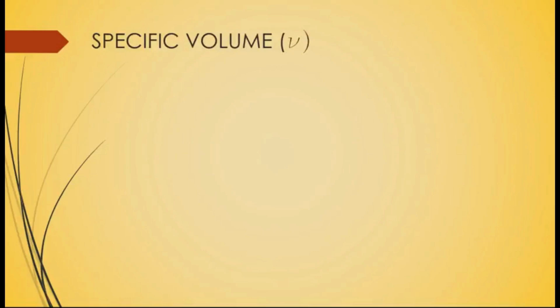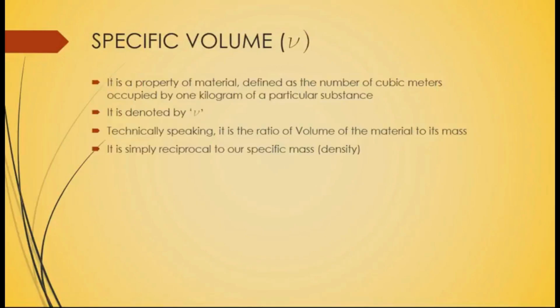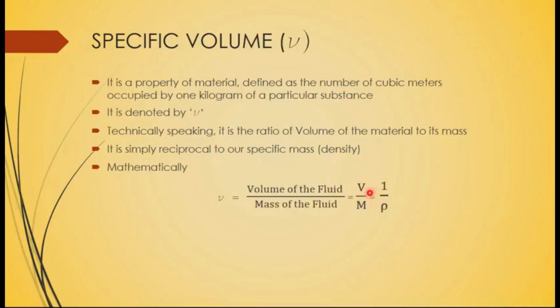So let us see the third one, specific volume. It is the reverse of density. So it is volume by mass. To say mathematically, that is volume by mass. It is actually the property of material which is defined as the number of cubic meters occupied by 1 kilogram of a particular substance. 1 kg is occupying how much volume? That is the measure. So volume of fluid by mass of the fluid, V by M. This is the reciprocal of density, that is 1 by rho. And the units are meter cube per kg, reverse to density.